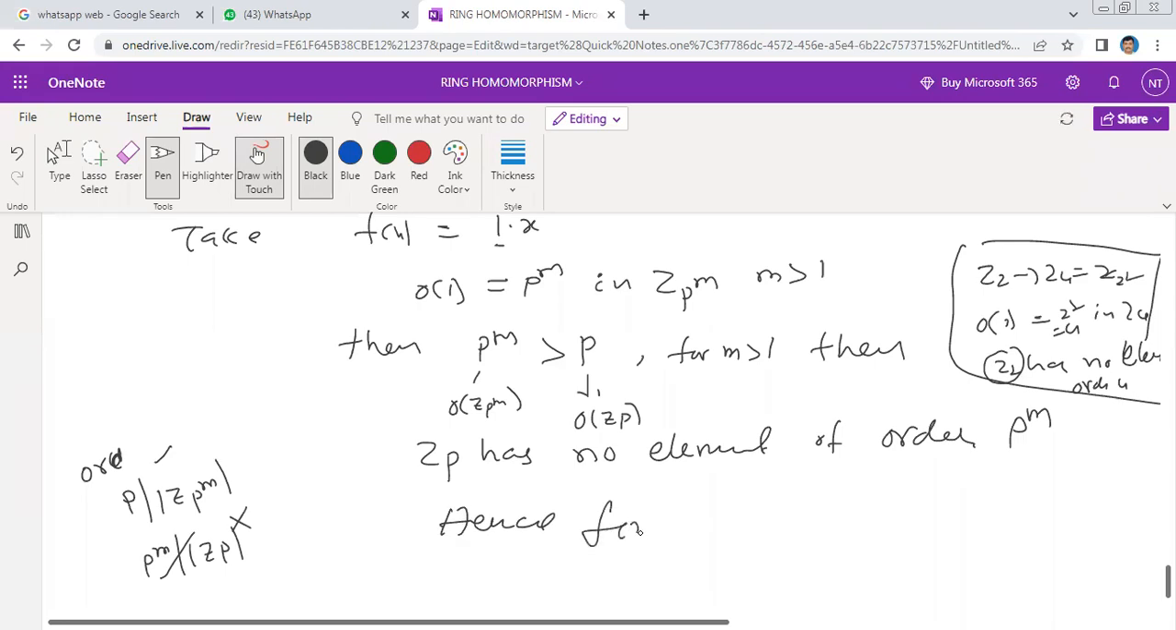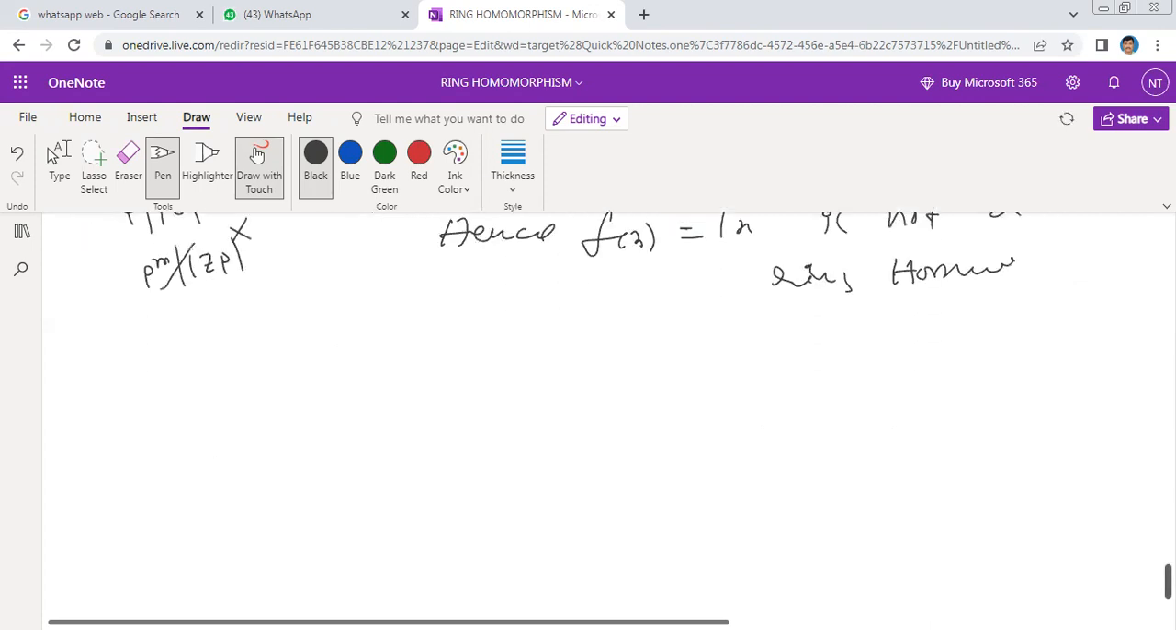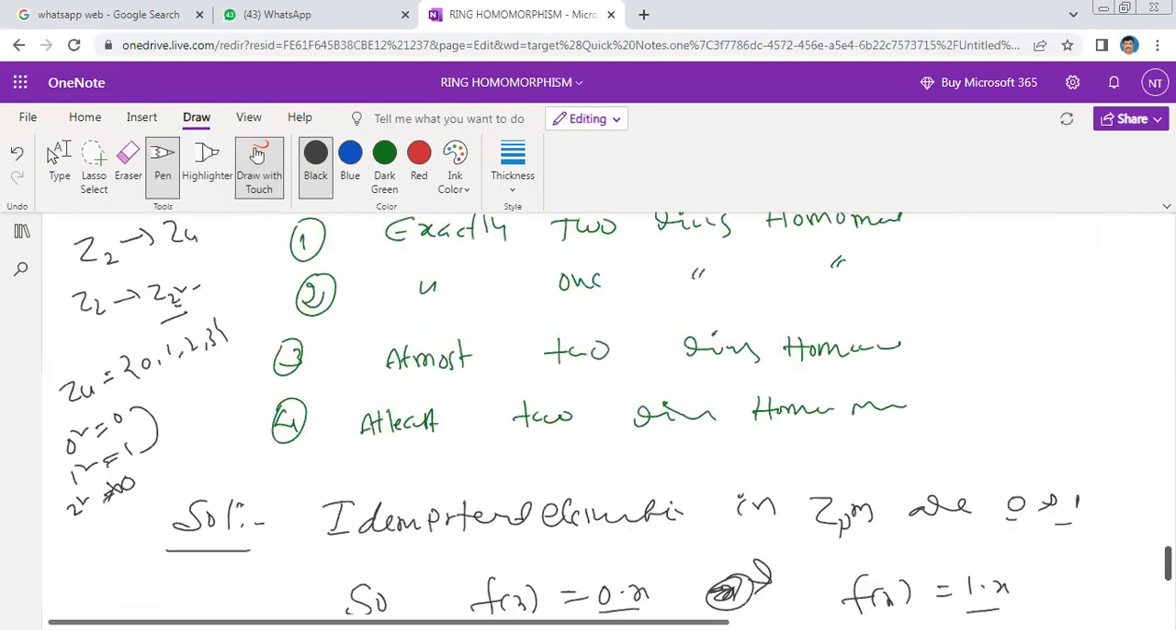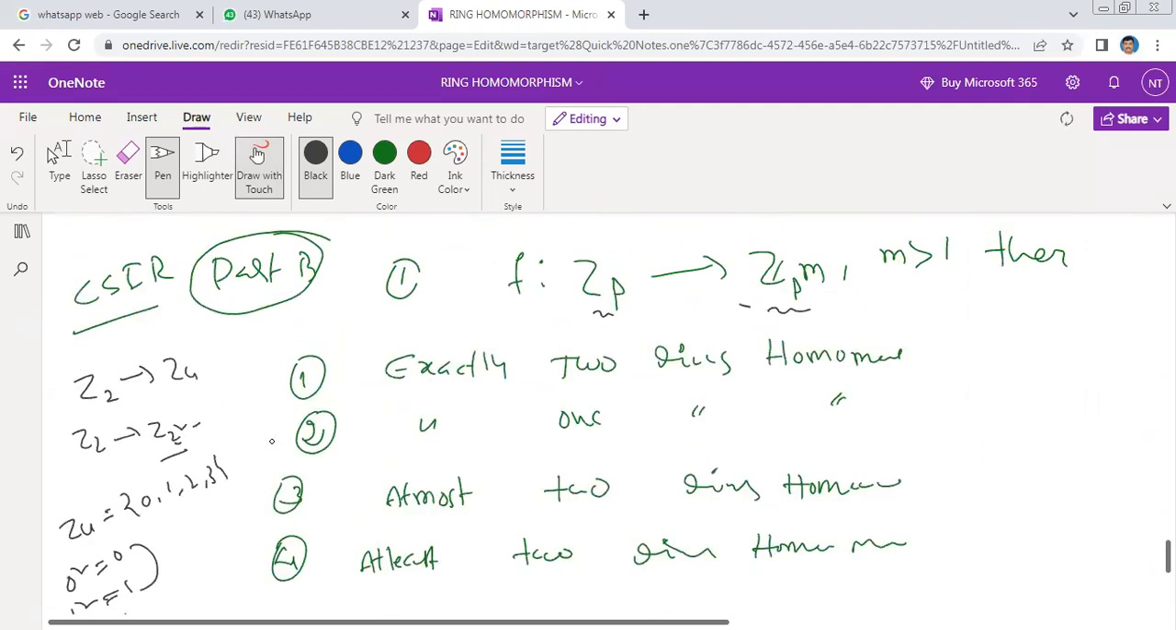Hence f of x equals 1x is not a ring homomorphism. Hence only f of x equals 0x, the trivial ring homomorphism, exists. What is the correct option? Exactly how many homomorphisms? Exactly one ring homomorphism. The second option is correct.